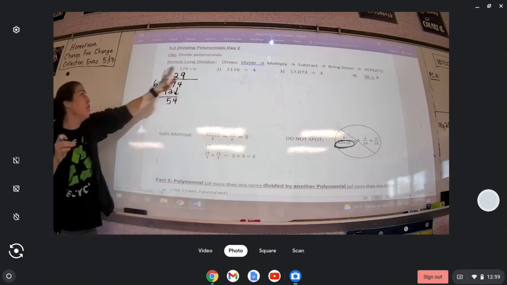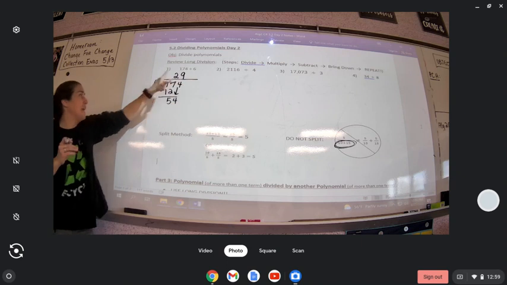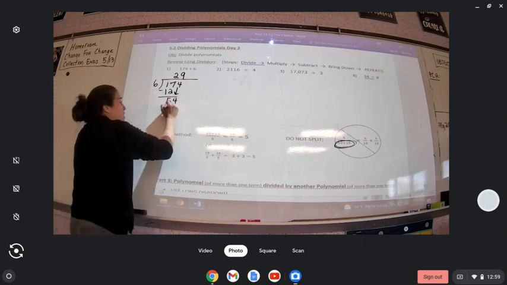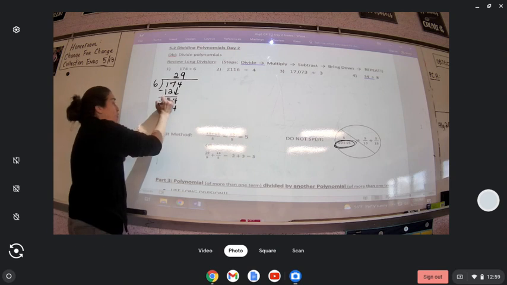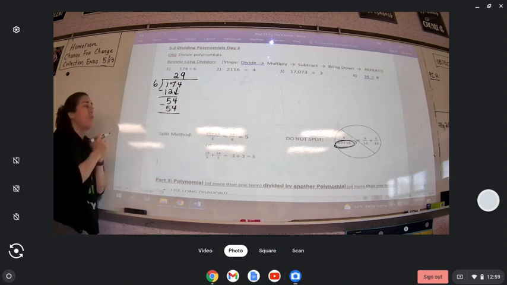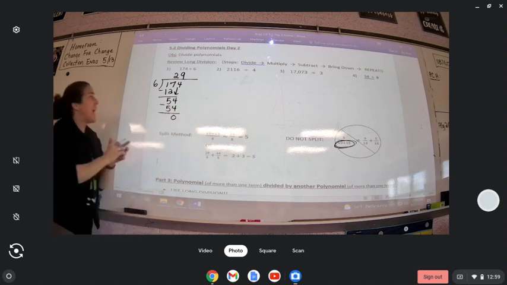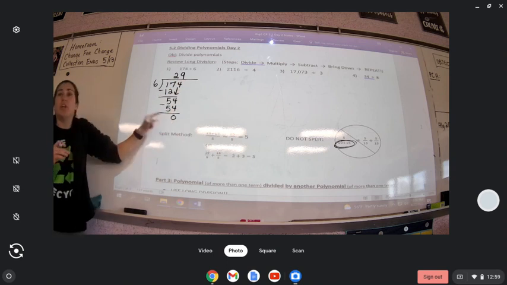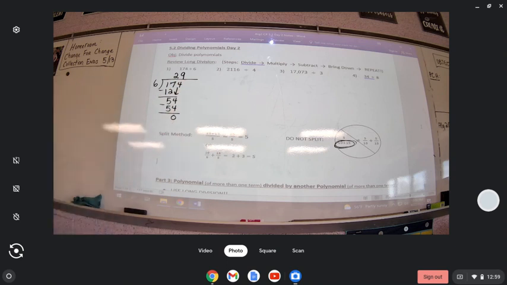Whatever you put up here, you multiply. What is 9 times 6? 54. Now we subtract to see what's left over. What's 54 minus 54? 0. Is there anything left to bring down? So you're done. Does anybody know what we call the 0 or whatever number is left down there? The quotient is our answer. That's 29. What do we call 0? Starts with an R. It's your remainder.